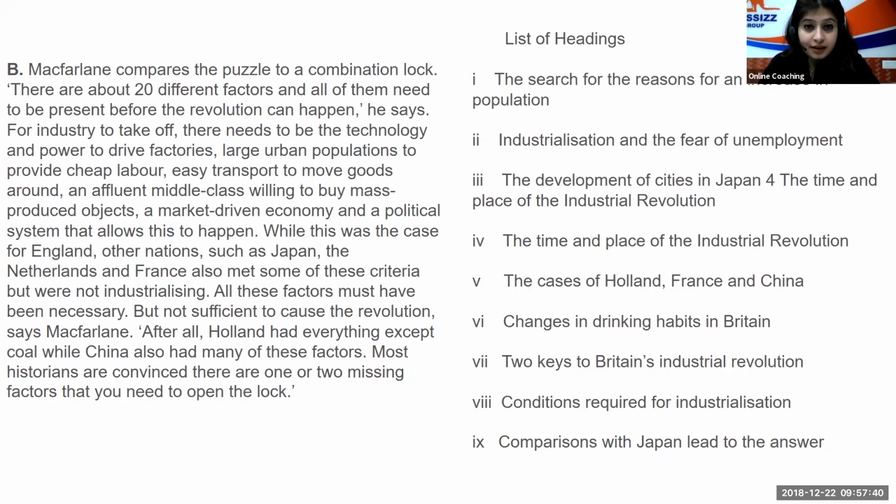Whenever you have two close headings, two close answers, like I have here, the cases of Holland, France and China and conditions required for industrialization. Is my whole paragraph talking about Holland, France and China? Had I to begin this paragraph, the ultimate summary is how factors are needed and which factors are needed. So can I say factors requiring industrial revolution and conditions required for industrial revolution mean the same thing, are related words, are paraphrased? So can my answer be the eighth one? Yes.